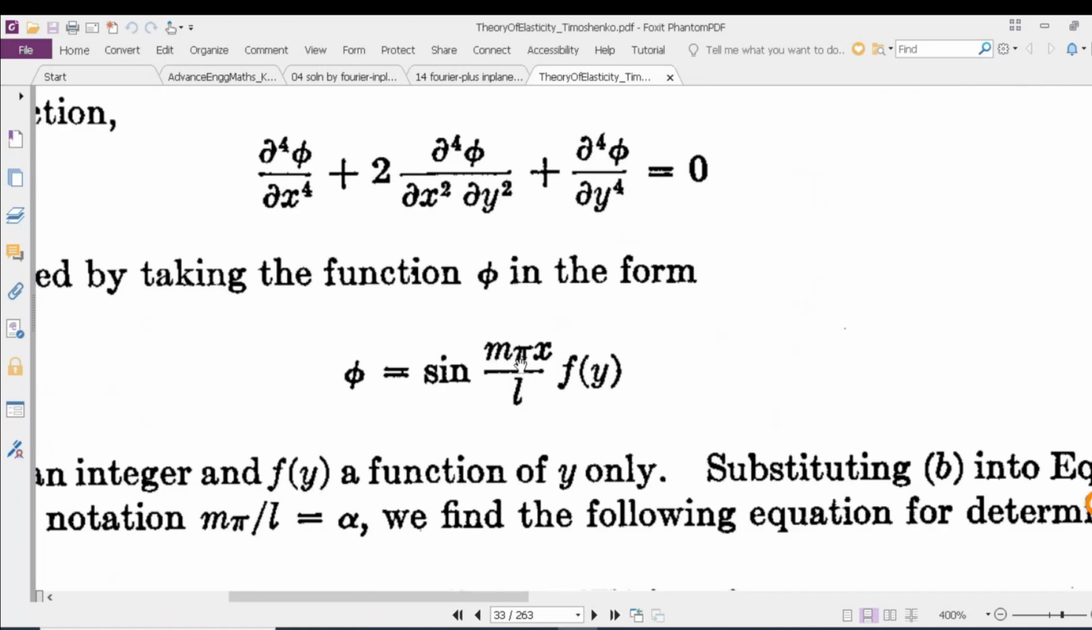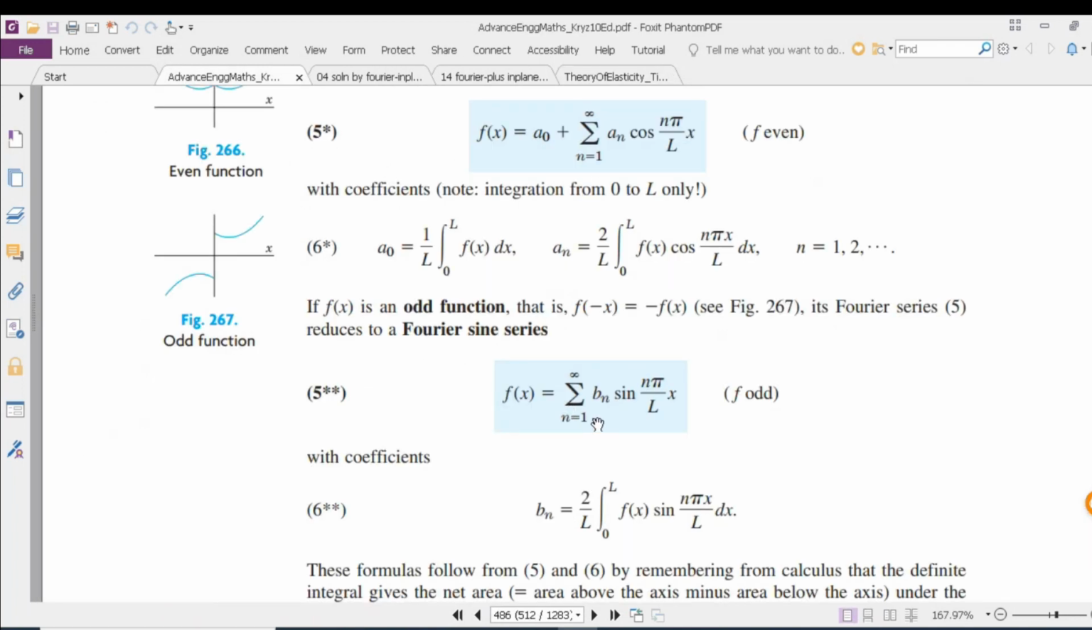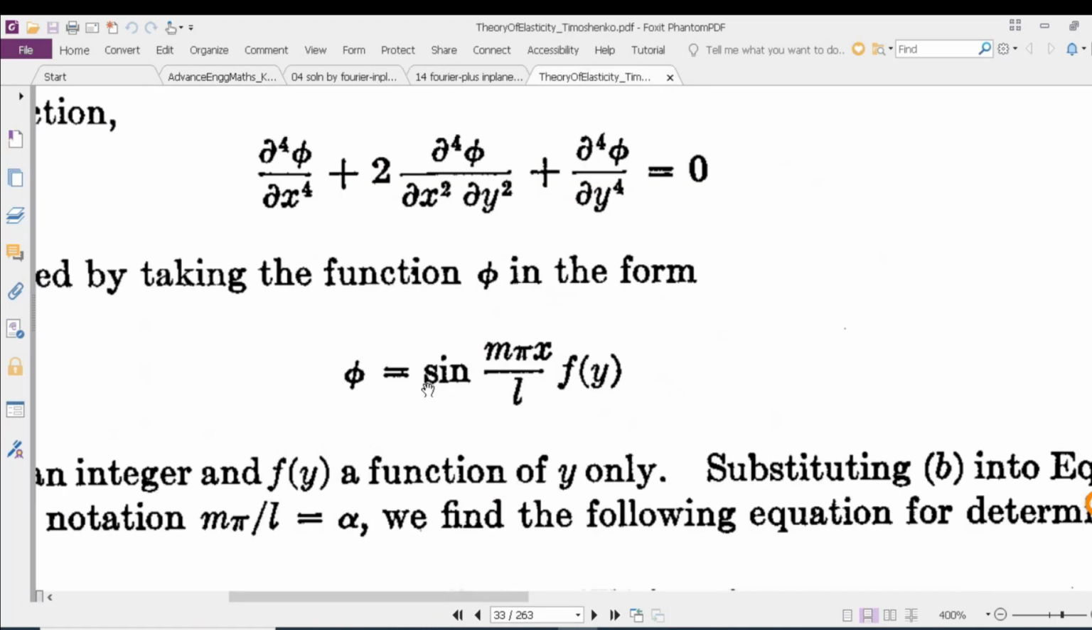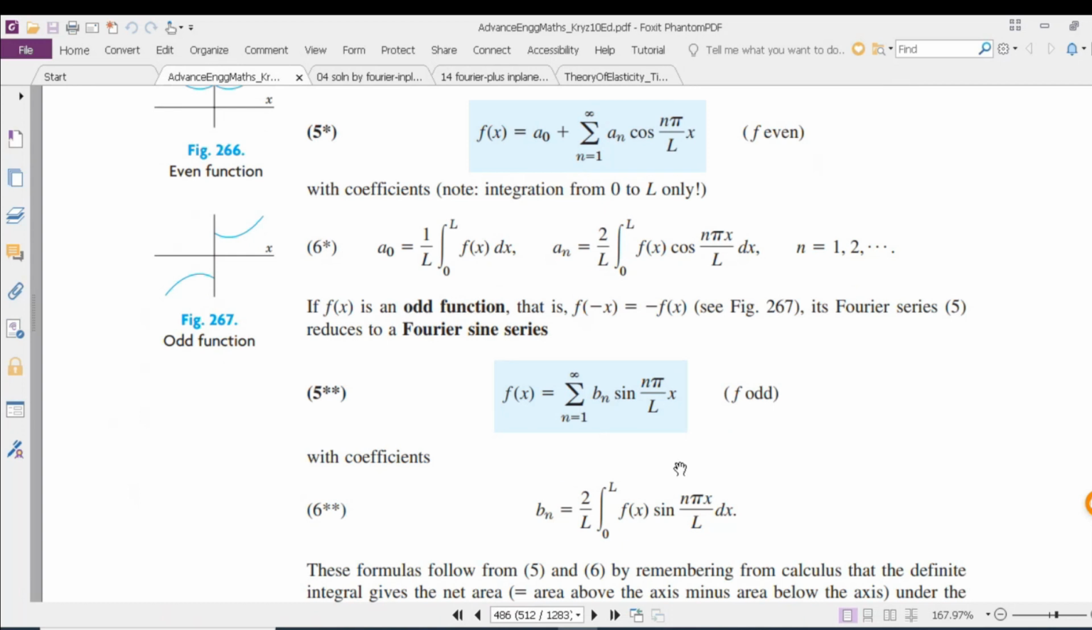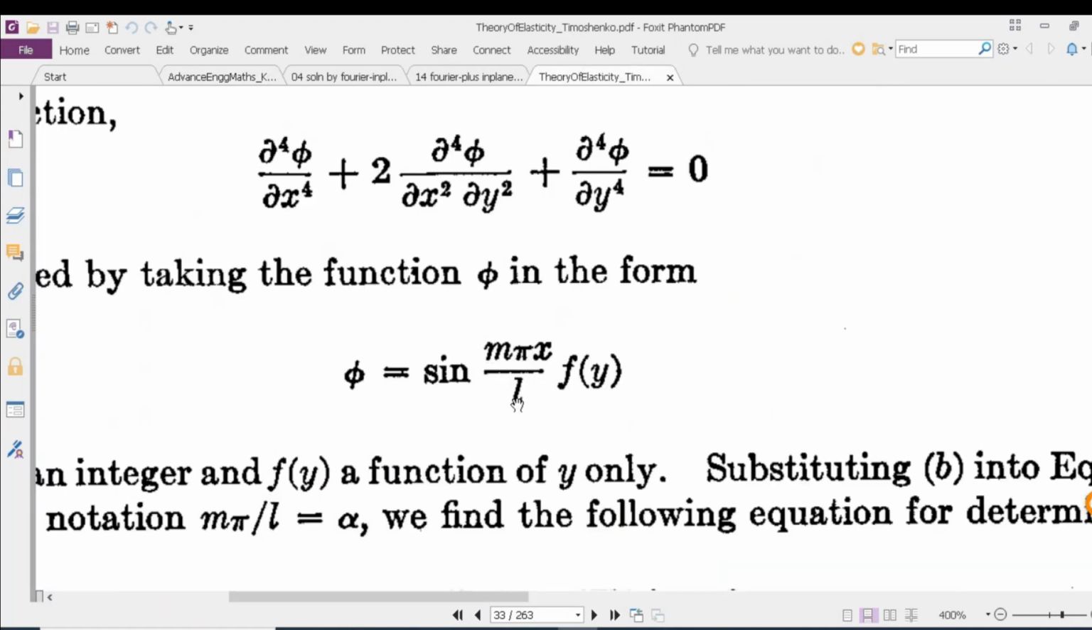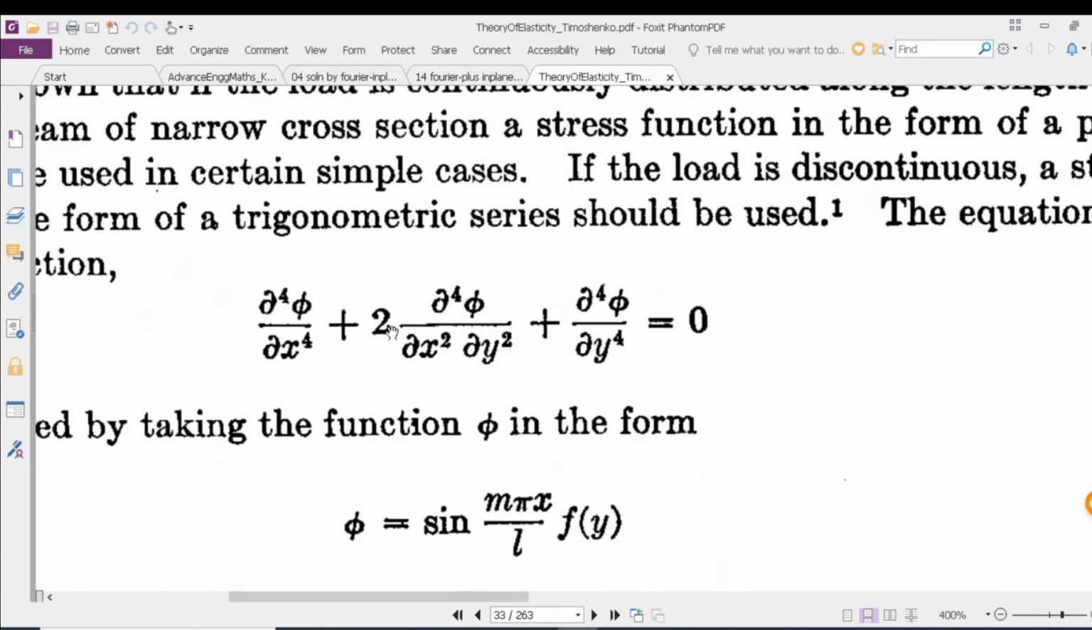This function sine m pi x over L is analogous to the half-range sine Fourier series. We are taking only one term of our half-range sine series and we are considering the weighted factor equal to 1. In the case of half-range sine series, we are dealing with only half period of the function. Thus, we are integrating our function between 0 and L. We can call m pi over L as alpha and plug the values in the compatibility equation.